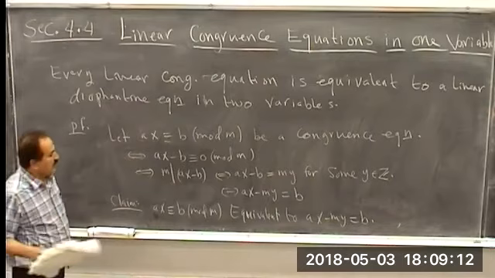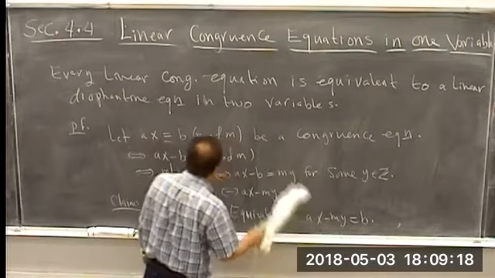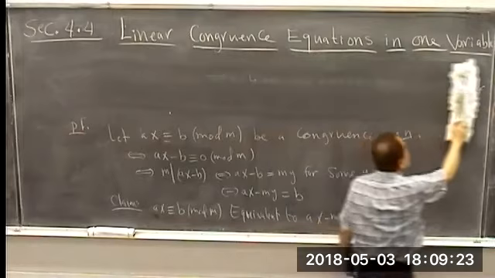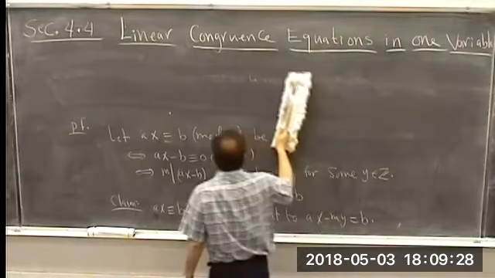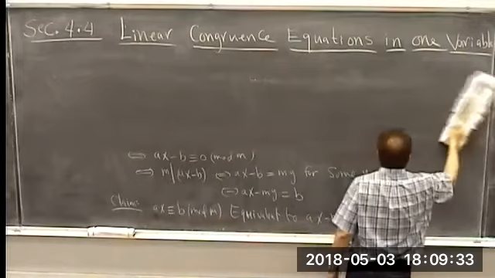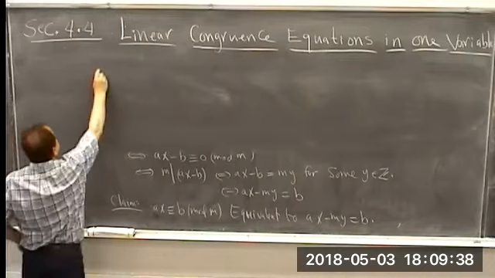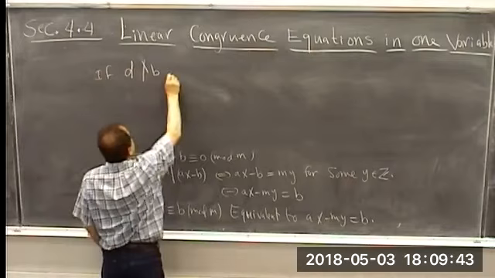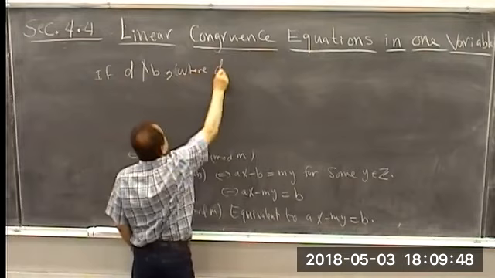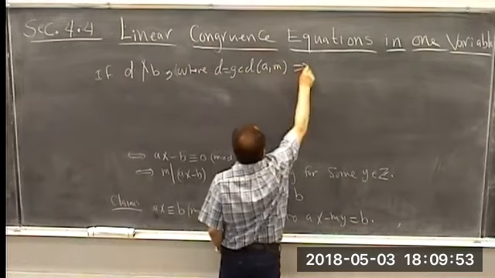All right? So first of all, let's show that if one is not solvable, meaning it has no solution, the other one isn't either. And then if one has a solution, we can obtain a solution for the other equation and vice versa. So let's start this way. If D does not divide B, where D is the greatest common divisor of A and M, this implies that the congruence equation has no solution.